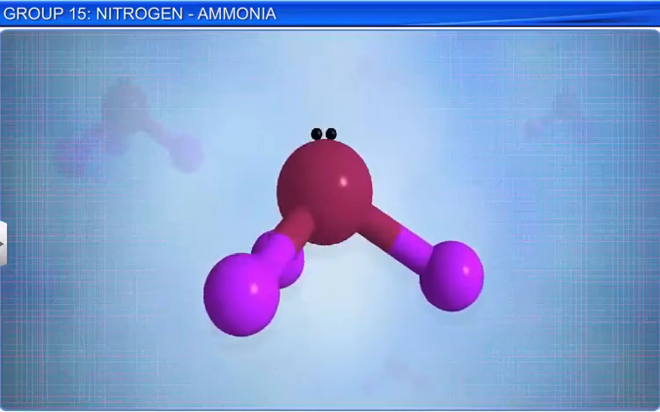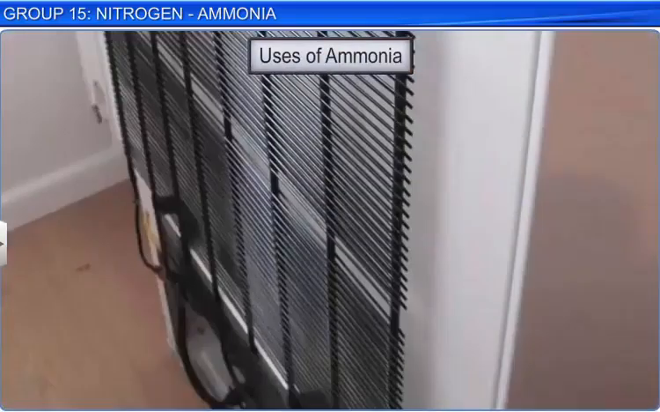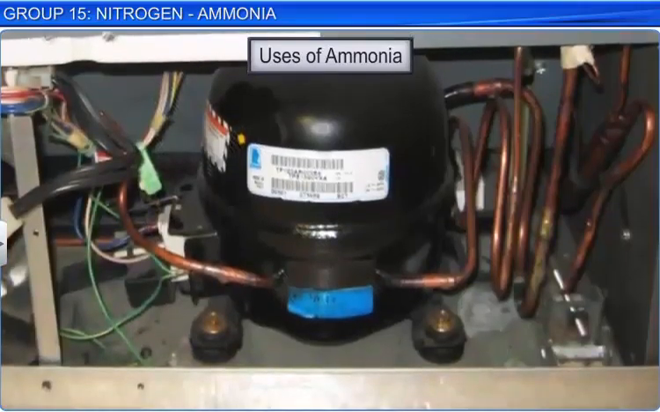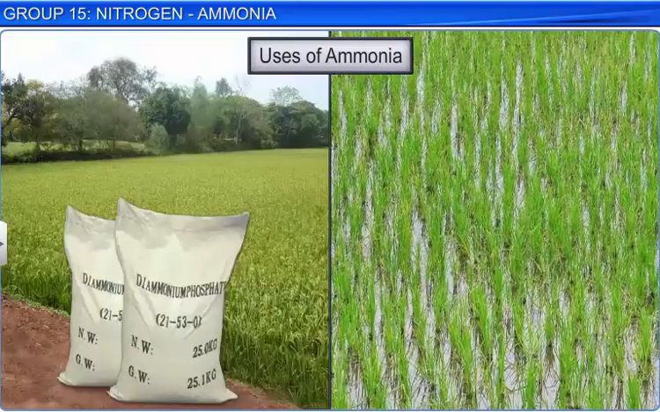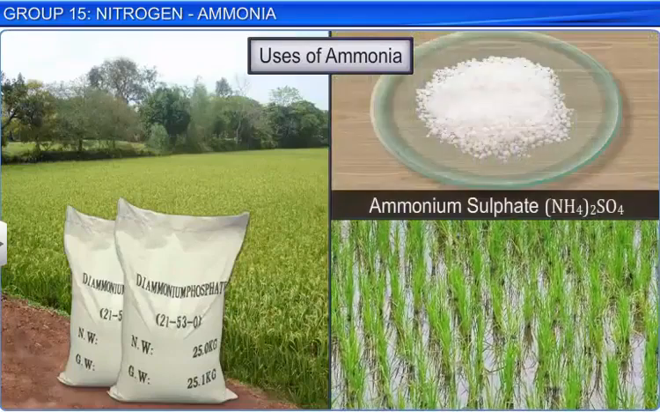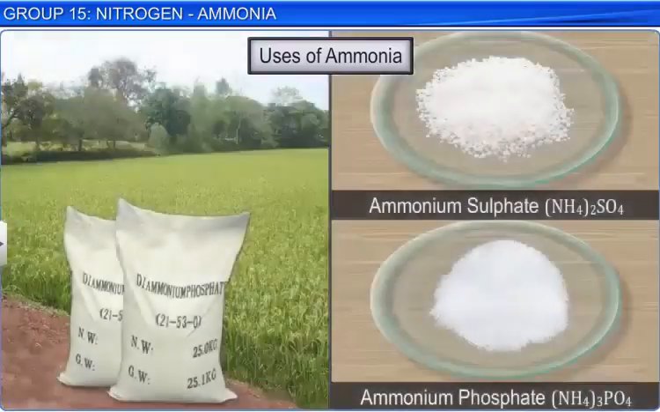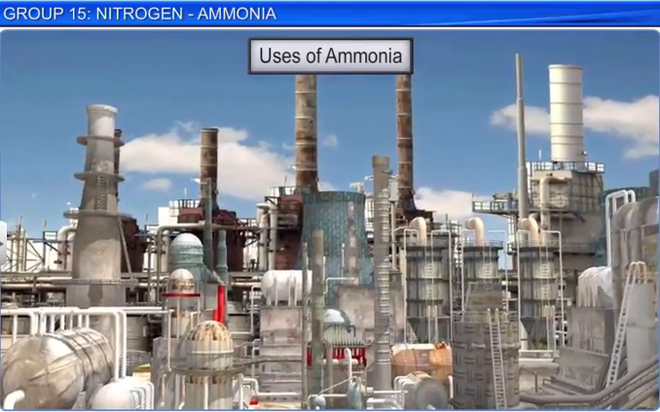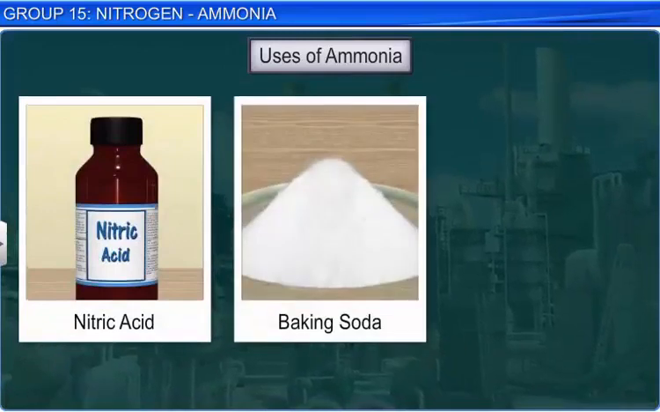Let us now take a look at some uses of ammonia. Liquid ammonia is used as a refrigerant on account of its high heat of vaporization. It is used to manufacture fertilizers such as ammonium sulfate and ammonium phosphate. It is also used in the manufacture of certain industrially important chemicals such as nitric acid, baking soda, and washing soda.